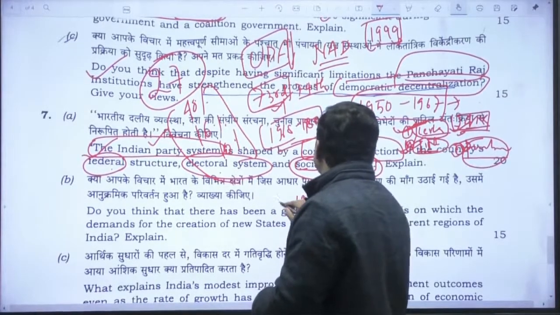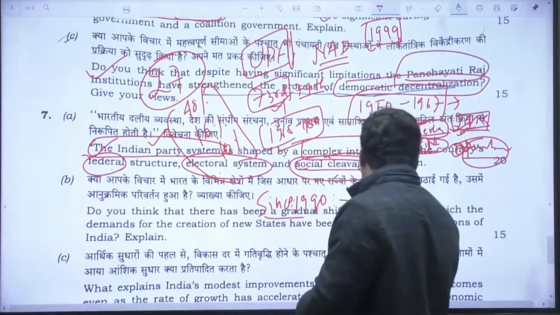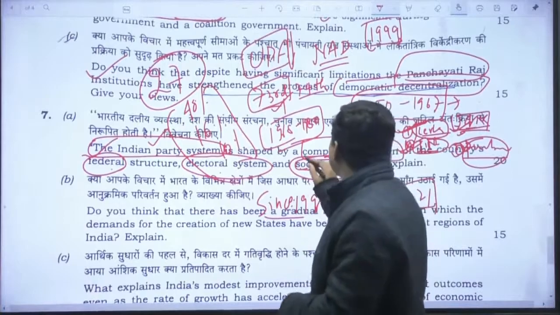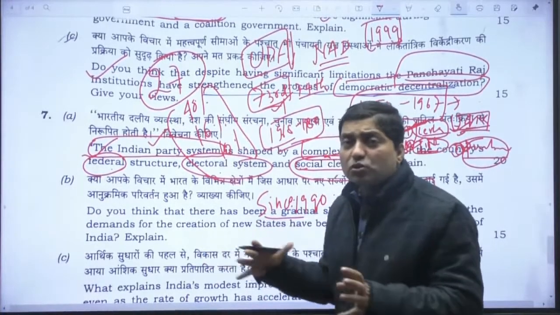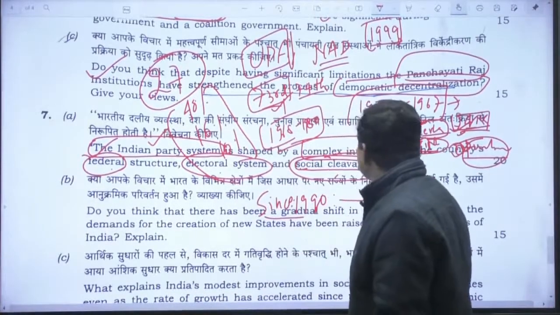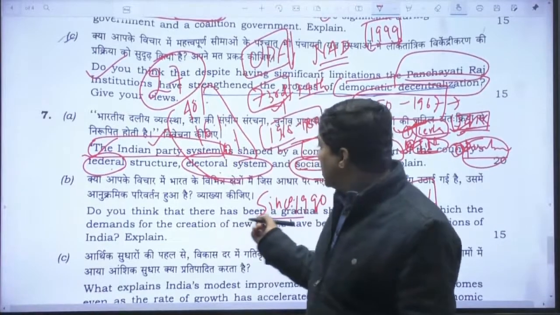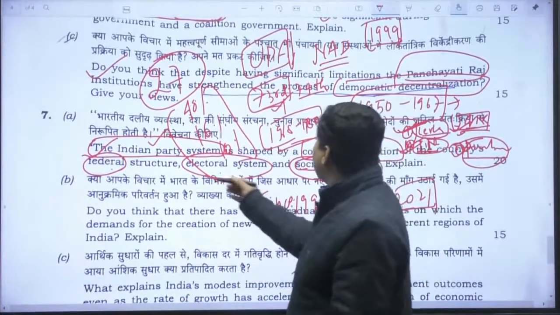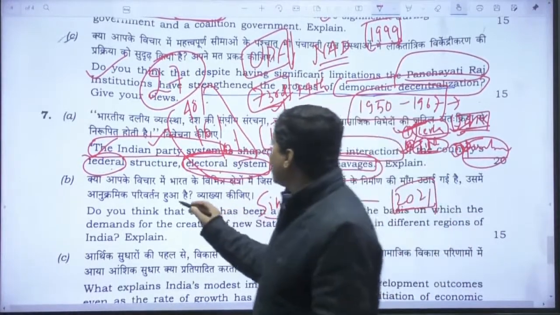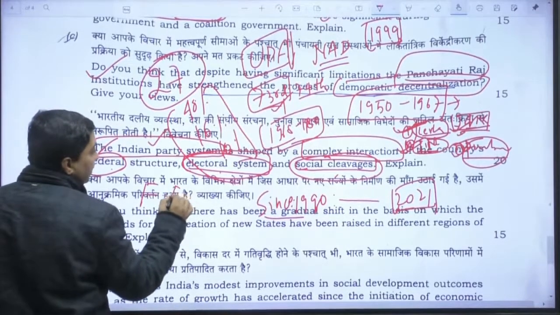And if you look at 1990, since 1990, if you see the party system in India till 2021, it was basically based on social cleavages. But if you see the social cleavages along the line of religion, there is a rise of the right-wing party, the BJP. Now if you look at the electoral system, we have opted for the FPTP system, the first past the post system.